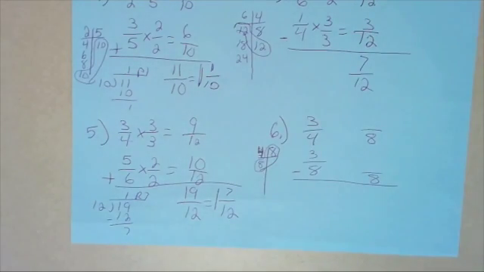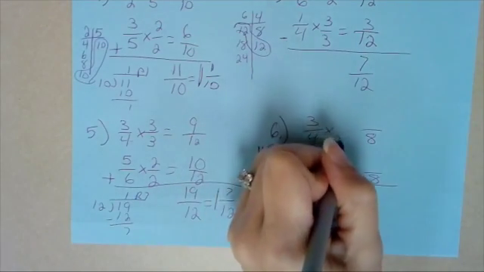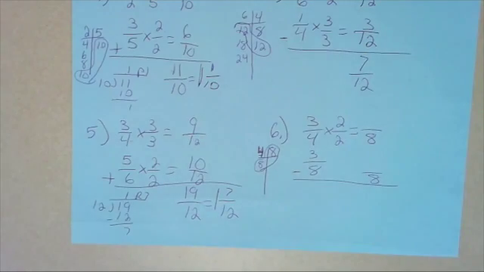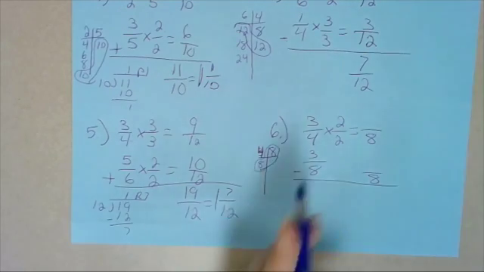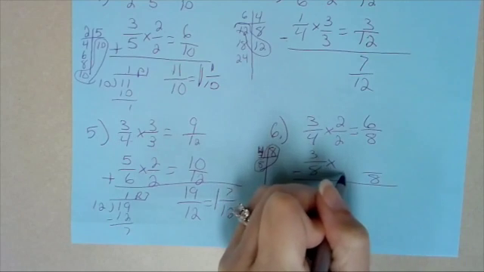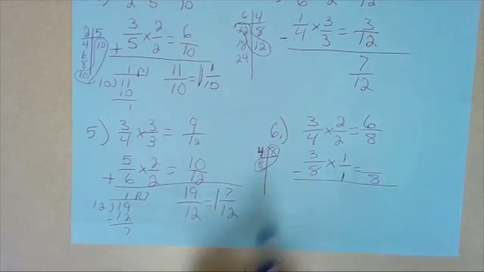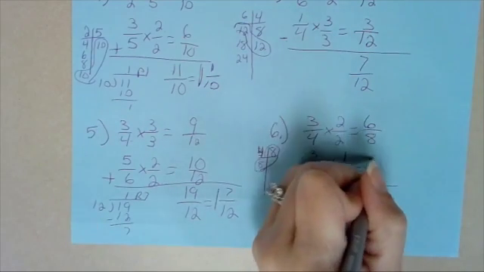Hey, self, what'd you do to 4 to get to 8? Well, self, you multiplied by 2. And if you do it to the bottom, you do it to the top. 3 times 2 is 6. Hey, self, what'd you do to 8 to get to 8? Well, self, I multiplied by 1. And if I do it to the bottom, I do it to the top. And 3 times 1 is 3.